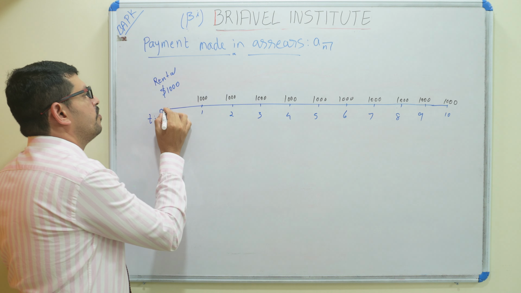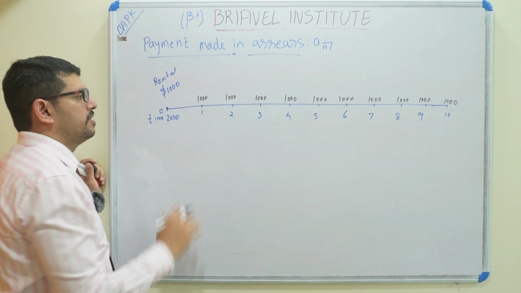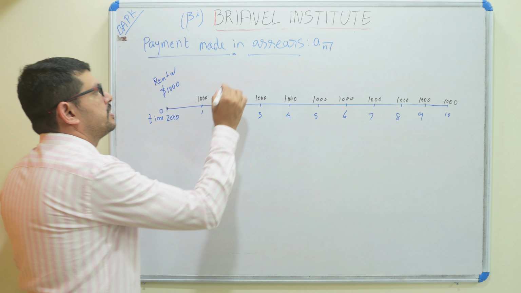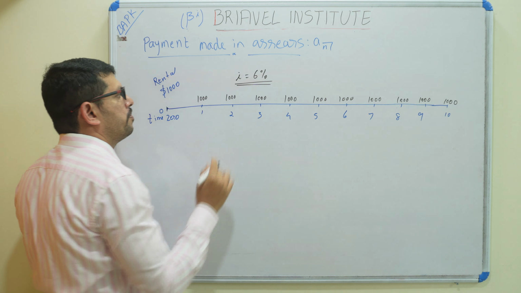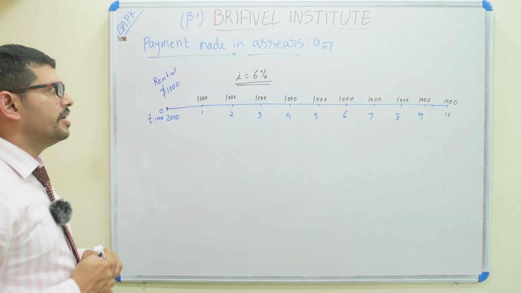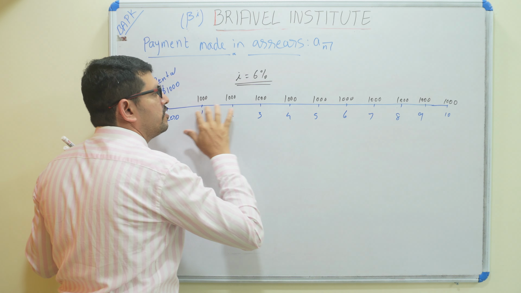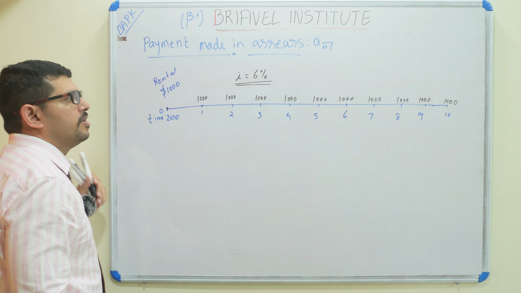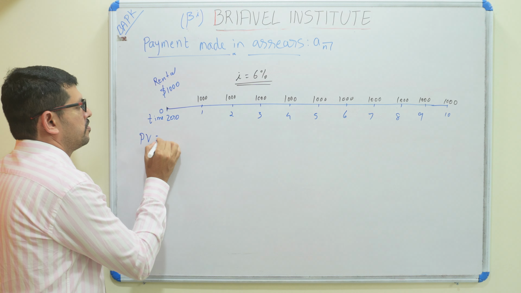Now I am finding out what is my present value. For all these payments, what is my present value? I calculate the present value with my effective interest rate of 6%. The market or bank will give the 6% effective interest rate. So I need to calculate what is my present value. I have one series of cash flow. Now you see how to find out the present value.